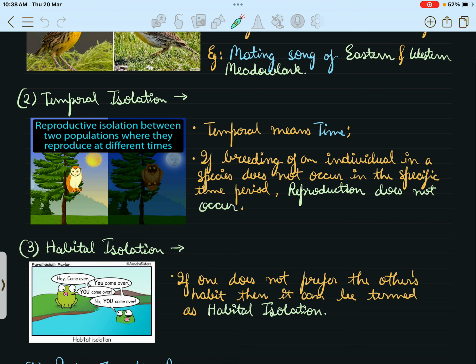Now for an example, here we can see that one owl is sitting in a tree during the daytime and the other owl is sitting during the night time. Because of this time difference, there is some sort of difference between the two owls, and because of which these two owls are not able to interbreed with each other.